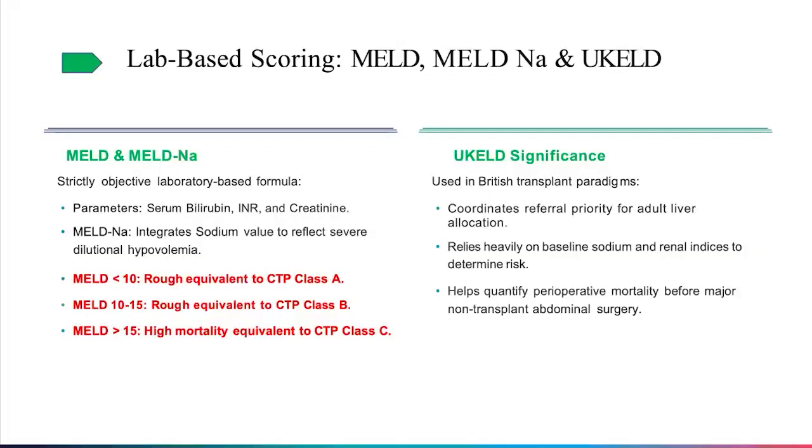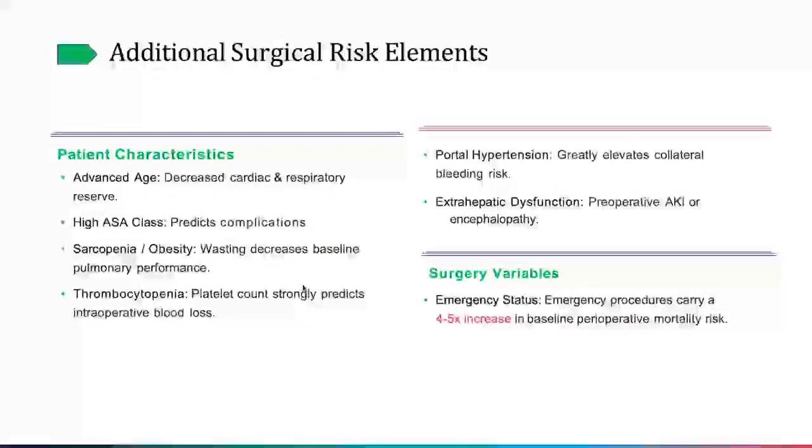there are some parameters which are not included in the scoring system, which will predict perioperative mortality and morbidity. So patient characteristics wise, advanced age. If the patient is elderly, there will be decreased cardiac and respiratory reserve, which will affect the mobility of the patient. And high ASA class, sarcopenia, obesity, all these factors will affect the outcome of the patient, and also thrombocytopenia, presence of portal hypertension, and extrahepatic dysfunction. These are not assessed with this scoring system. And the type of surgery. If it is an emergency surgery, obviously there will be a 4 to 5% increase in perioperative mortality risk. So when you risk stratify a patient, you have to consider these factors as well, not only the scoring systems, right?